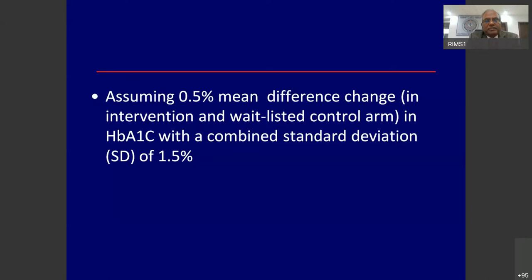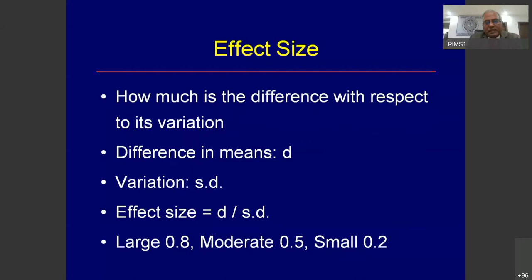What is the signal they are trying to detect? And what is the amount of the signal? In this example, anybody? Sir, signal is 0.5% only. 0.5%, absolutely. And what is the noise? 1.5%. That's right.